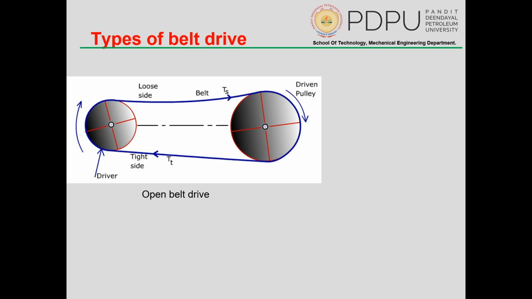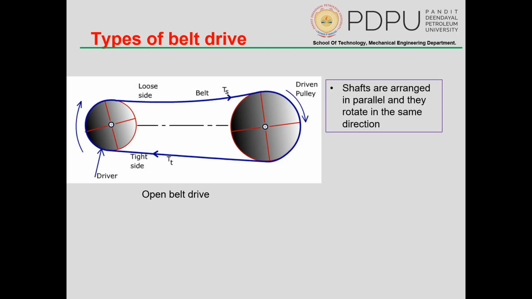Open belt drive, this is an open belt drive. As you can see, both the shafts are arranged parallel and their rotation is the same. It is quite easy to understand. In this one we have two pulleys over which a belt is suspended, and this belt is causing the rotation of the driven pulley. We have a driver pulley which is connected to an engine or a motor, and a driven pulley which is connected to the device. Both the shafts are parallel and the rotation is the same.